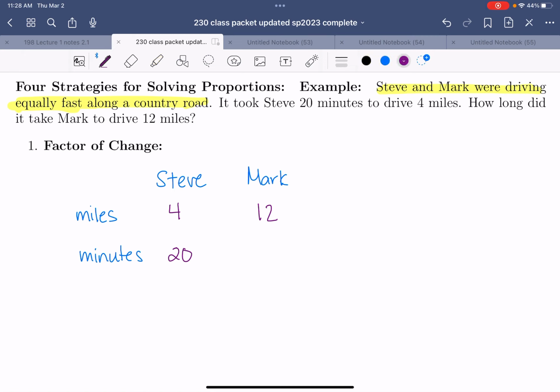For factor of change, keep in mind they're asking us how long it took Mark to drive 12 miles, so they're asking for this quantity here. To find the question mark, we're looking to say, how does one thing change so that I can make the other change in the same way? It does not matter which direction you do this. One way is to say, in order to go from 4 to 12, I'm going to multiply by 3. I'm going to make the same factor of change down here, and 20 times 3 gives you 60 minutes for Mark.